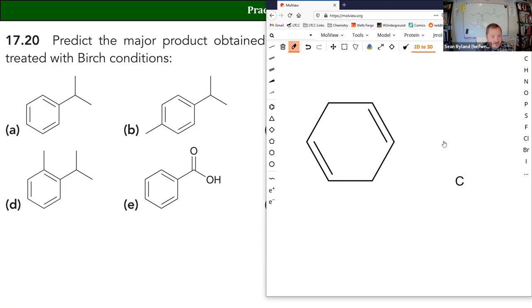And then last but not least, if we have our electron withdrawing group here, it needs to go on an sp3 carbon. So that doesn't give us a lot of options. We have to put an sp3 carbon here, which means the other sp3 carbon has to go here.